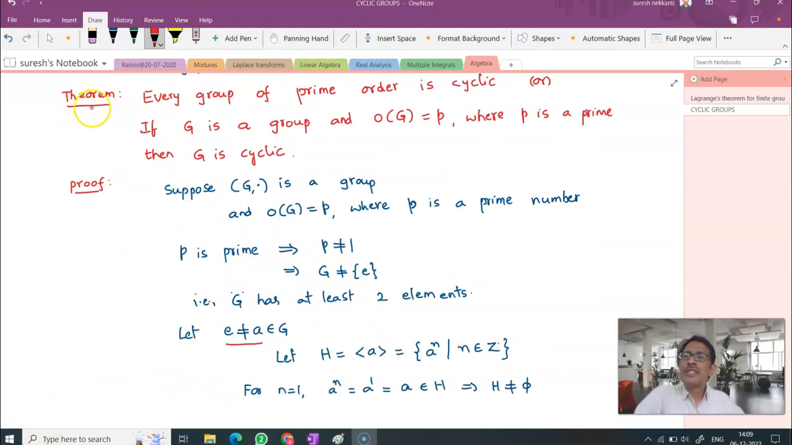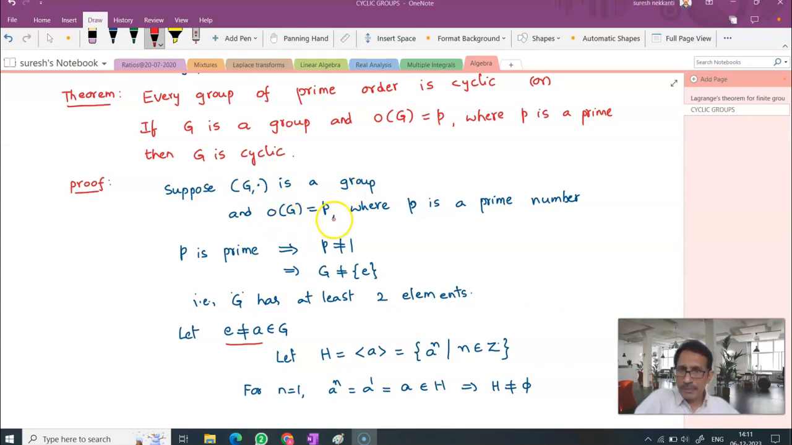Now we shall see the second theorem, that is, every group of prime order is cyclic. This can also be stated as: if G is a group whose order is a prime number P, then G is cyclic. So to prove this theorem, let us start with a group G whose order is a prime number P.